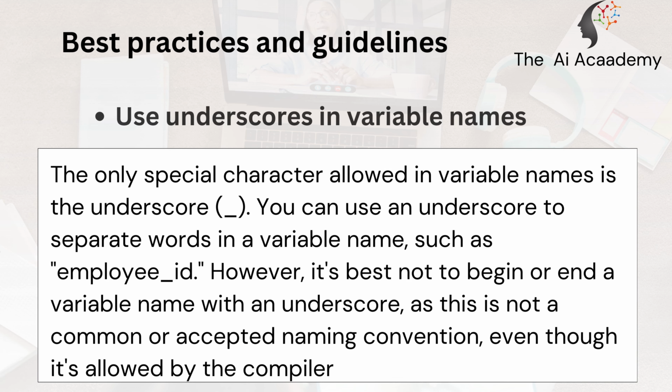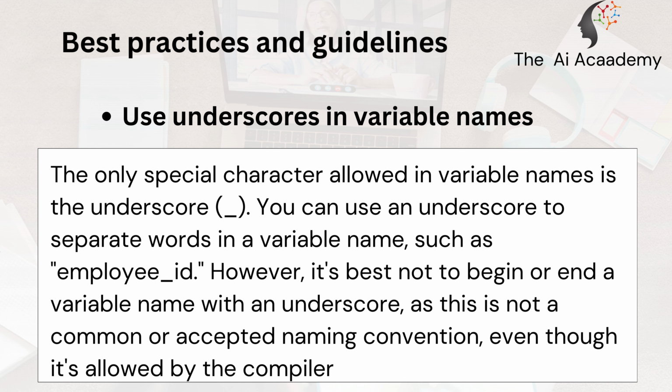Sixth, use underscores in variable names. The only special character allowed in variable names is the underscore. You can use an underscore to separate words in a variable name, such as employee_ID. However, it's best not to begin or end a variable name with an underscore, as this is not a common or accepted naming convention, even though it's allowed by the compiler.